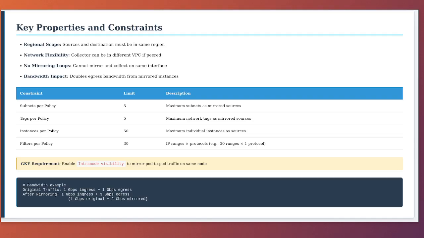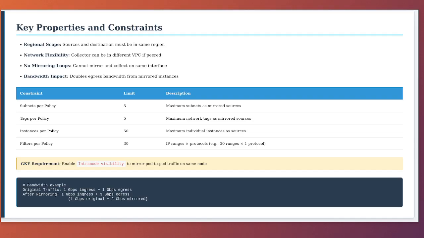An important architectural constraint is that you cannot mirror and collect traffic on the same network interface of a virtual machine instance. Why? Because this would create a mirroring loop. Imagine a collector instance whose traffic is also being mirrored. The original traffic would be cloned. The clone would be sent to the collector, but that cloned traffic would itself be new traffic that would get cloned again, creating an infinite loop.